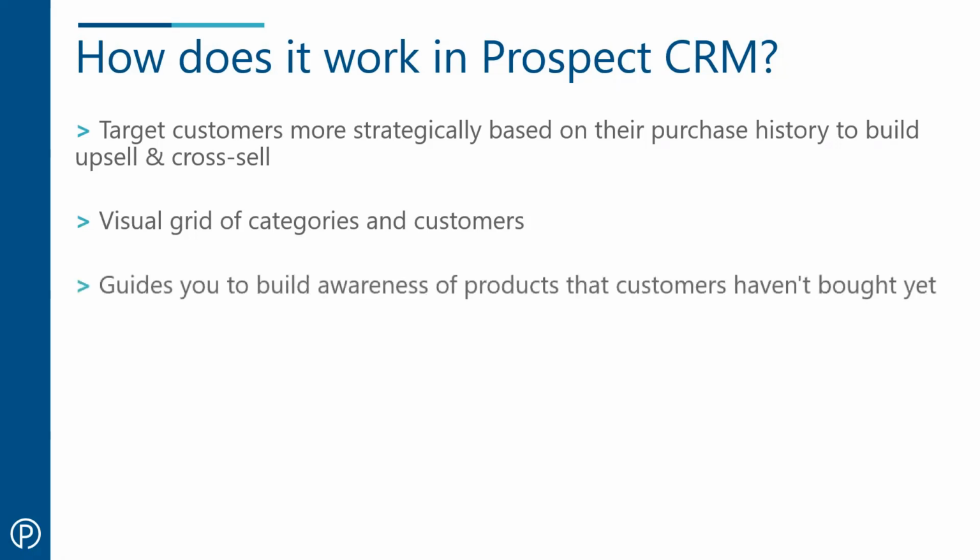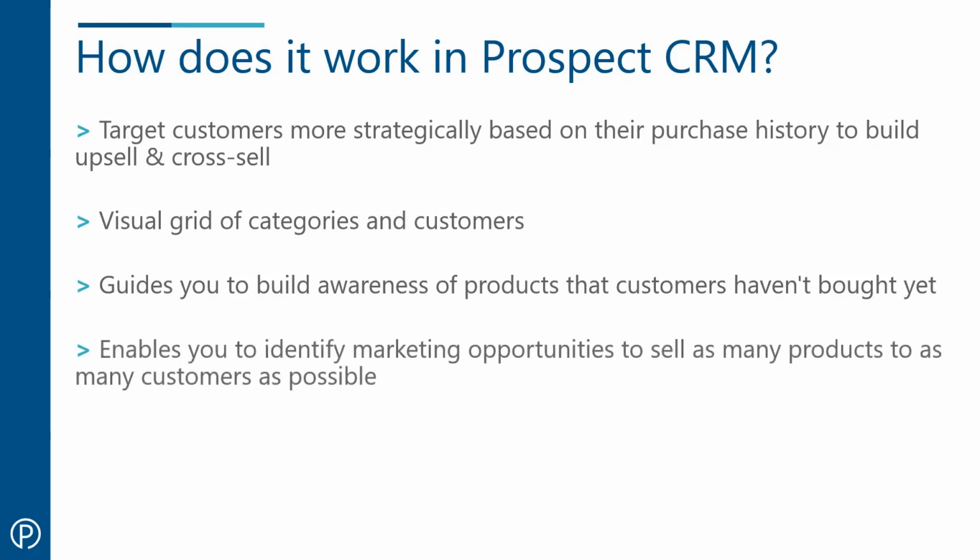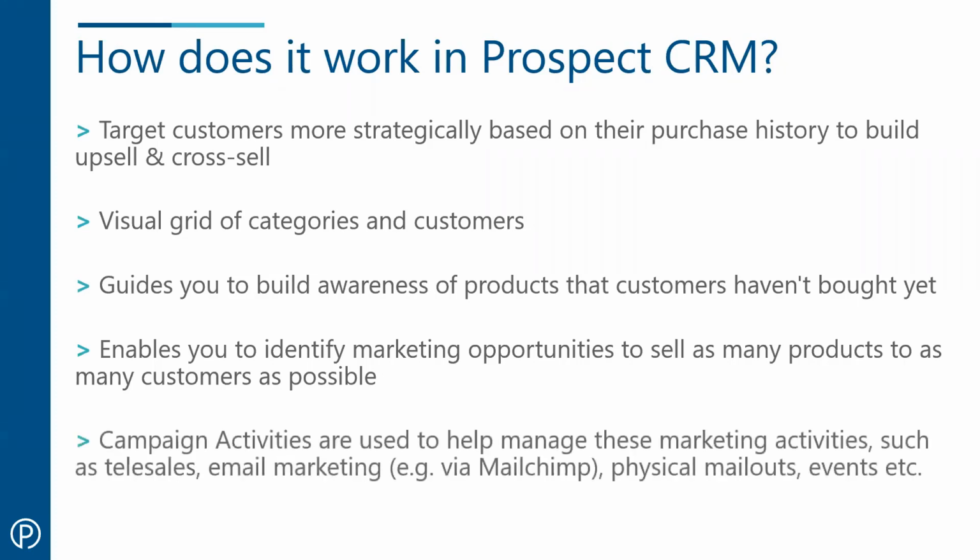It guides you to build awareness on product categories that customers haven't bought yet and enables you to identify marketing opportunities to sell as many product categories to as many customers as possible. And our marketing campaign activities are used to help manage that so that you can build a campaign based on people that aren't buying from a particular category. And I'll come on to how we build those categories in a second.